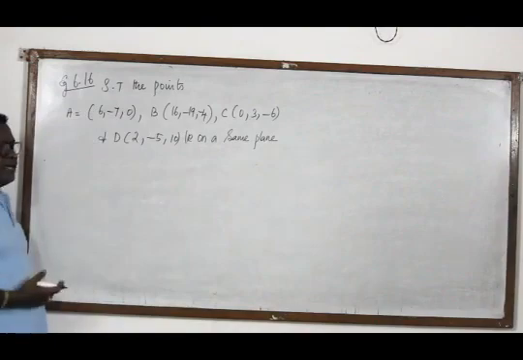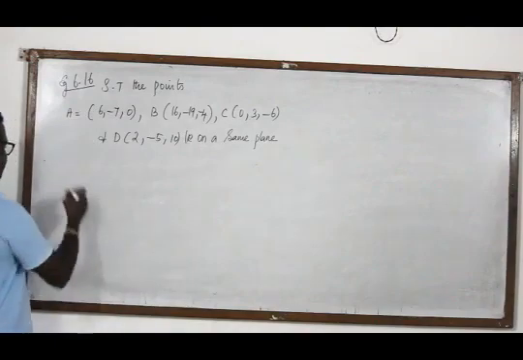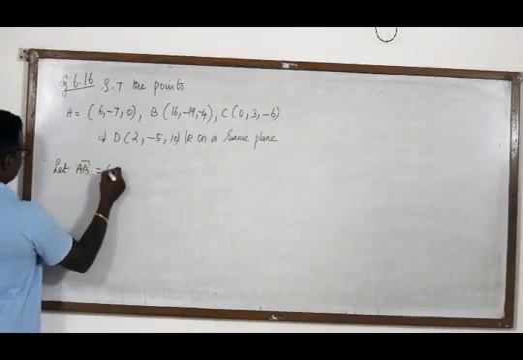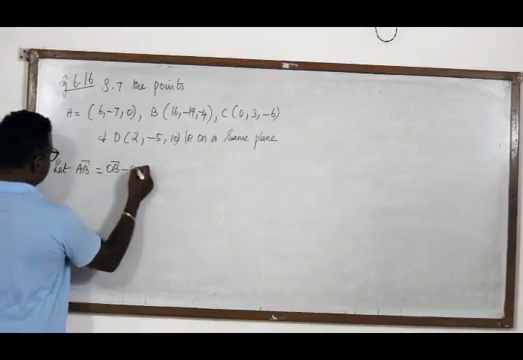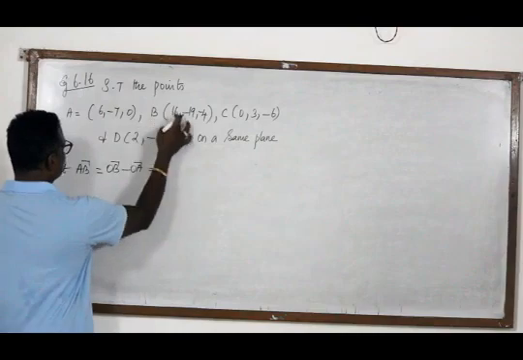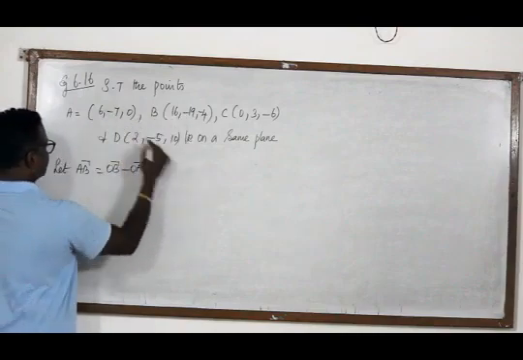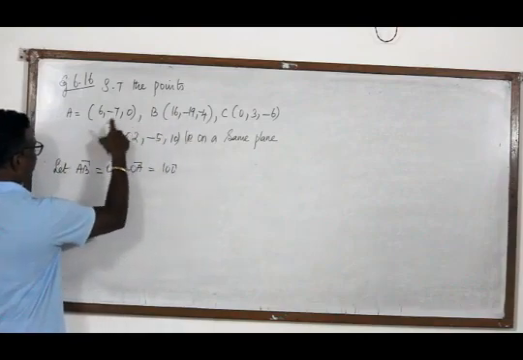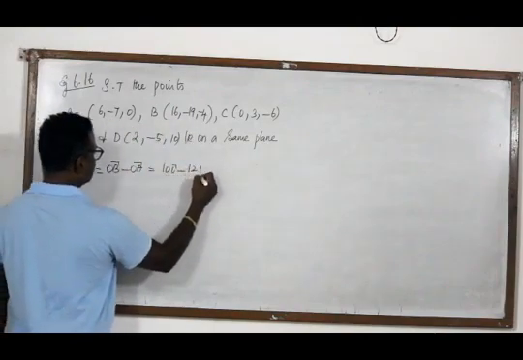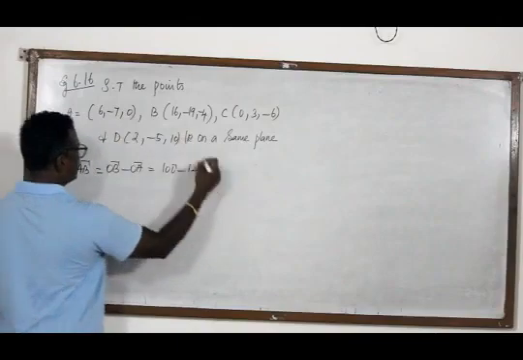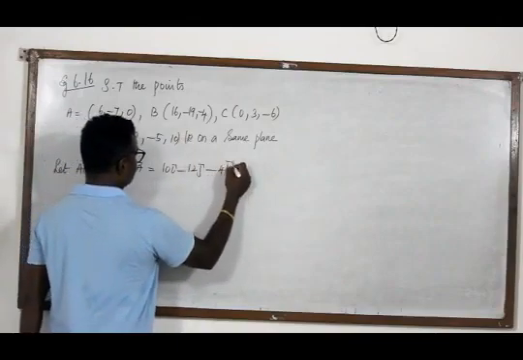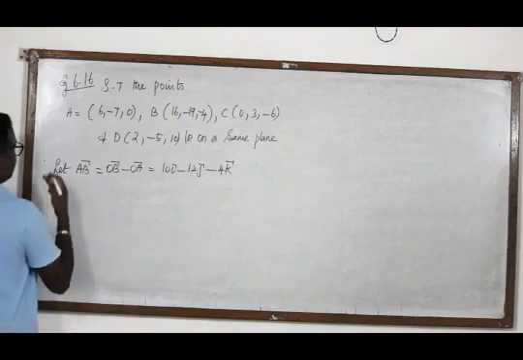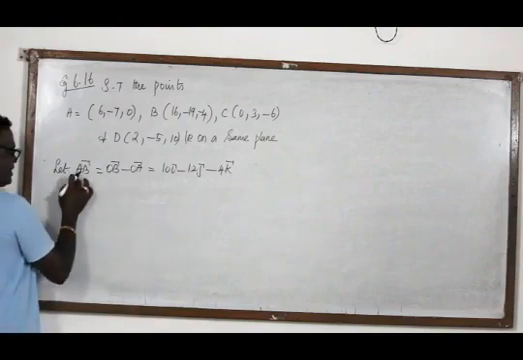Instead of taking points, we shall take vectors. Let me take AB vector. Then it is OB vector minus OA vector. So B minus A: 16 minus 6, 10i; minus 19 plus 7, minus 12j; minus 4 minus 0, minus 4k. This is the AB vector.